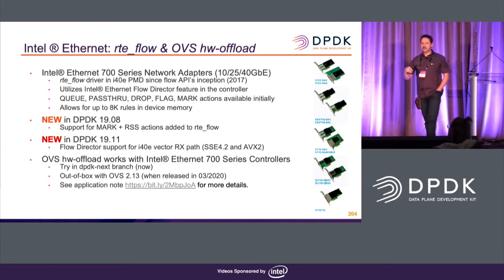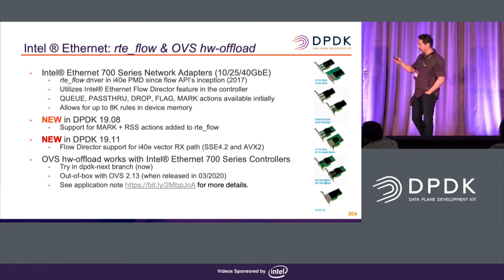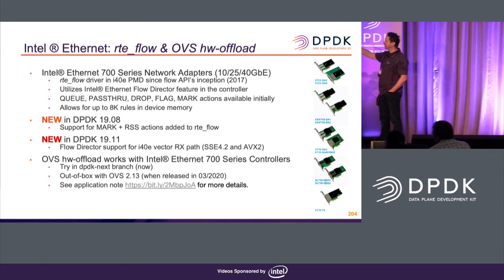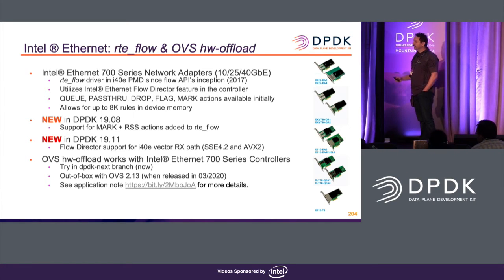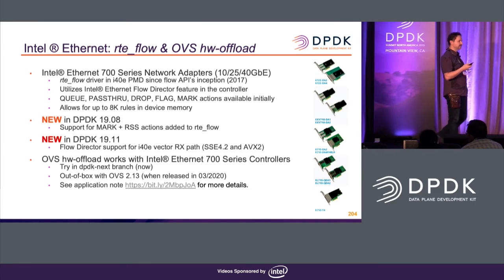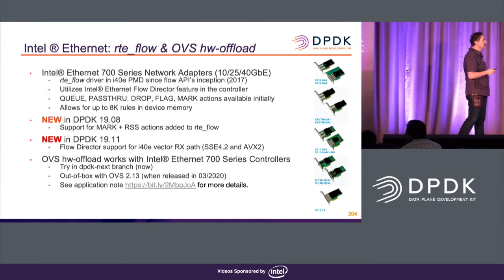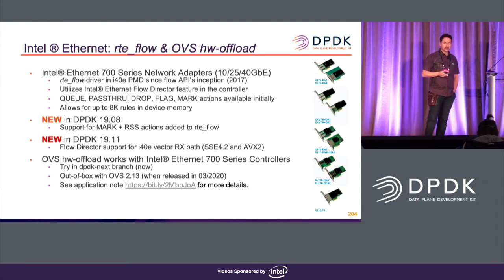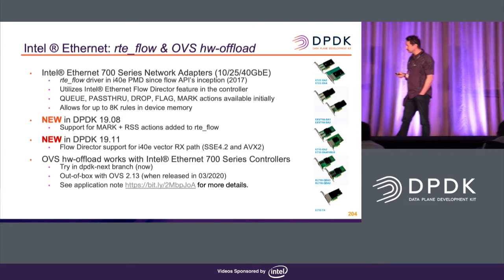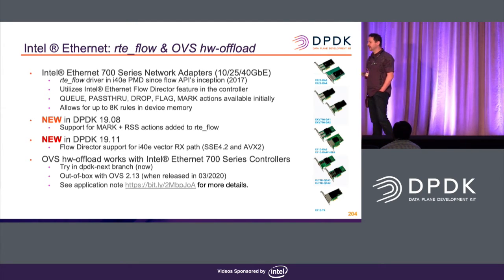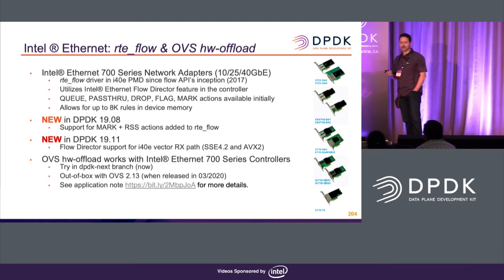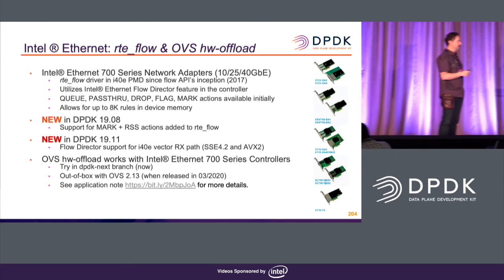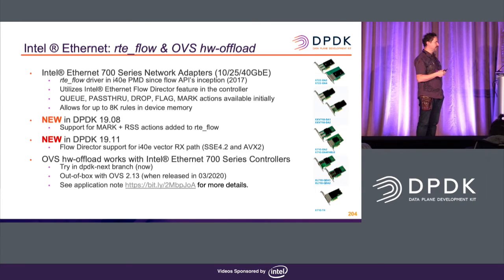Internally, it does use the flow director feature for certain protocols to implement those flow features of RTE flow. And it is supporting those actions shown. And it does allow you to install up to 8,000 rules into the device memory. What we have added more recently in DPDK 19.08 is the support for mark and RSS actions together. And those two happen to be the actions that OVS chose to use in order to get the flow rules installed to the hardware so that it can actually accelerate this pipeline.